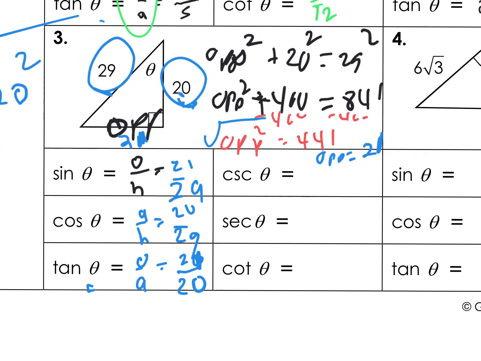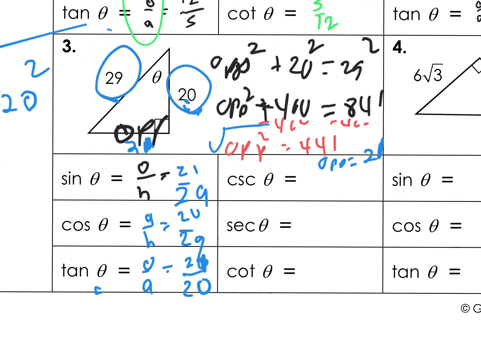And you're the one that seems to have the least self-esteem, and you shouldn't, because you are always on top of things. I'm going to cheat and just flip those. 29 over 21, 29 over 20, 20 over 21.